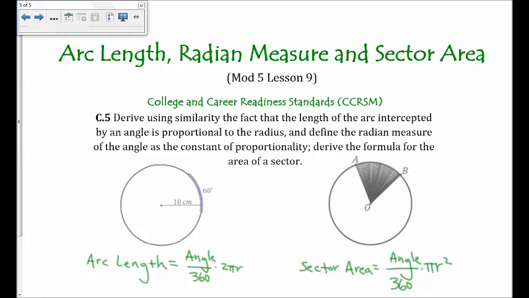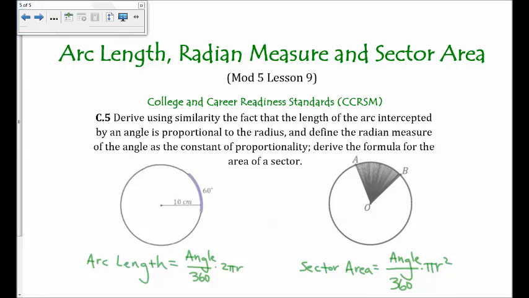Our next lesson is about arc length, radian measure, and sector area. And this goes along with Module 5, Lesson 9. And in this lesson, we're hitting one CCRSM standard that talks about arc length, radian measure, and sector area.